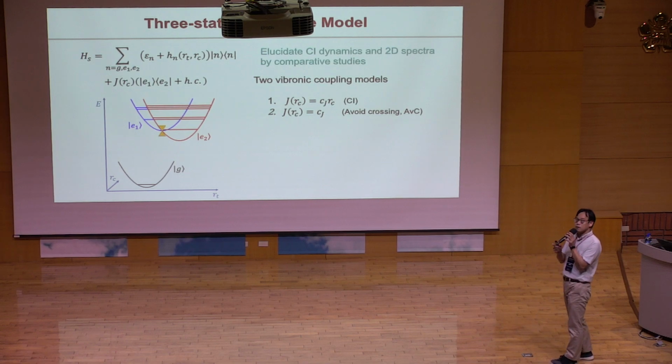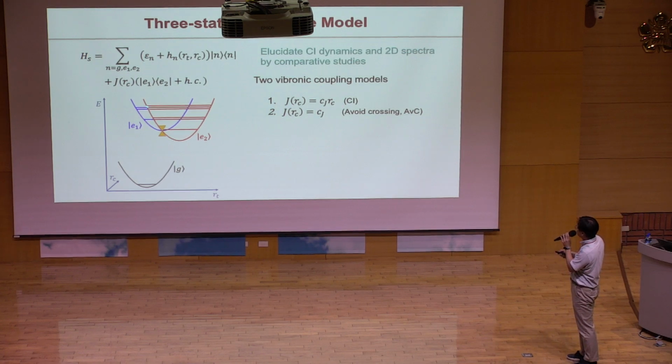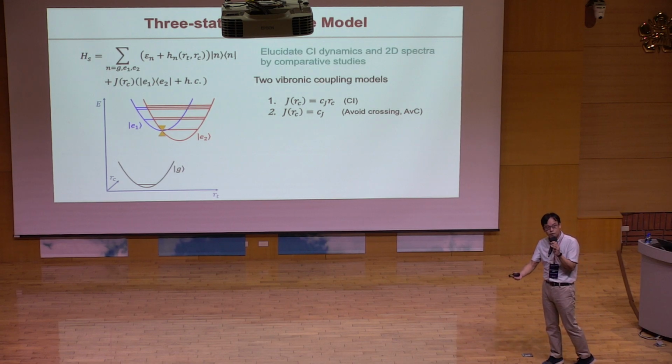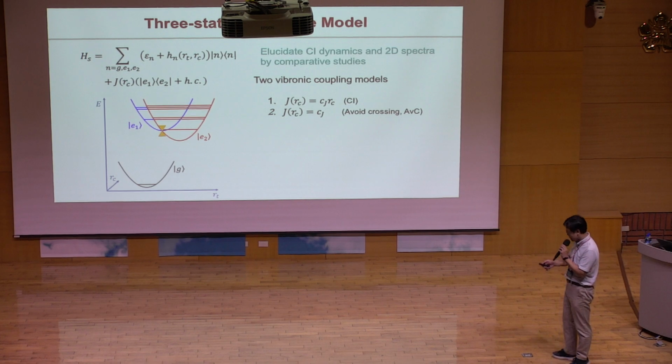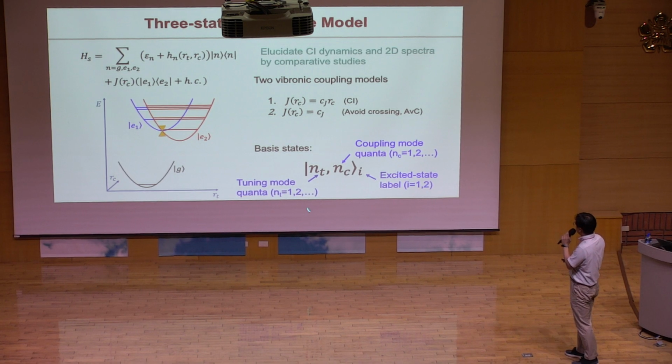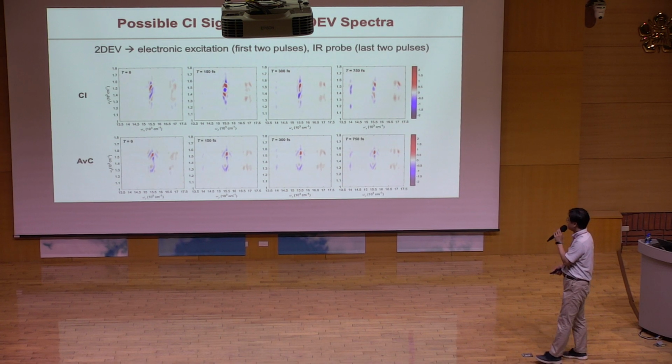And we are doing theory, so we can compare two different models. One is the model that has linear coupling here. So this is a real conical intersection system. And we can also use a small constant coupling here. And this is an avoided crossing model. So we want to obtain information about conical intersection specifically, and we'll compare these two kinds of models.